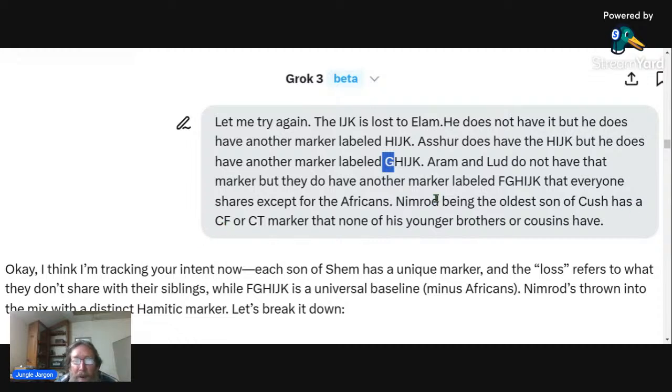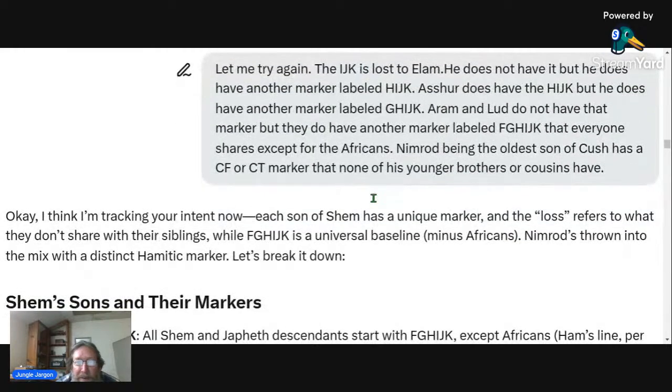So Cush has another marker that is shared with everyone other than his brothers and cousins. So it's everybody to the right of the C, everyone to the right has this marker. So it's Nimrod, it's Aram, it's Asher, it's Elam, Arpachshad, and Japheth and all his sons, L-M-N-O, P-Q, R-S, and T. So that's why sometimes CF or CT. It includes everyone. I don't know what kind of difference there is.